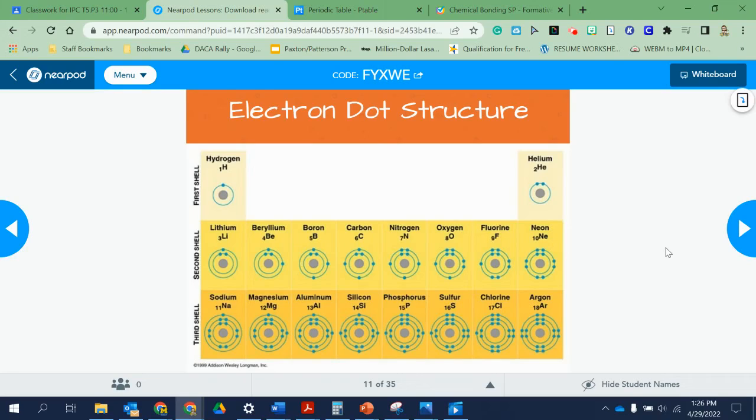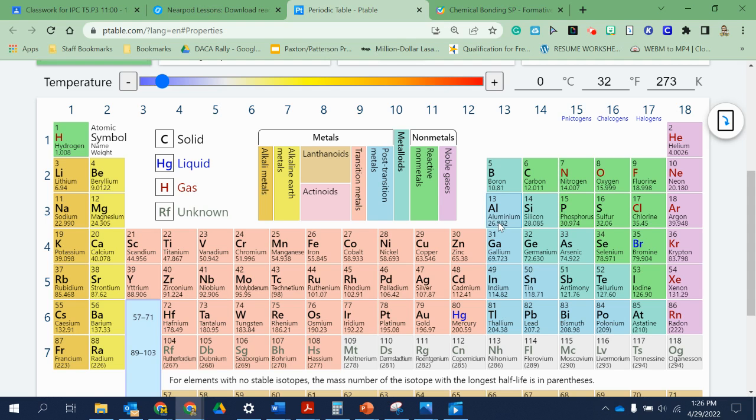All right, let's look at this electron dot structure. If you look at this, it should kind of look familiar, right? Hydrogen, helium. Here you have lithium, sodium. On this last column, you have helium, neon, argon. This should look familiar because this is basically the periodic table, right?